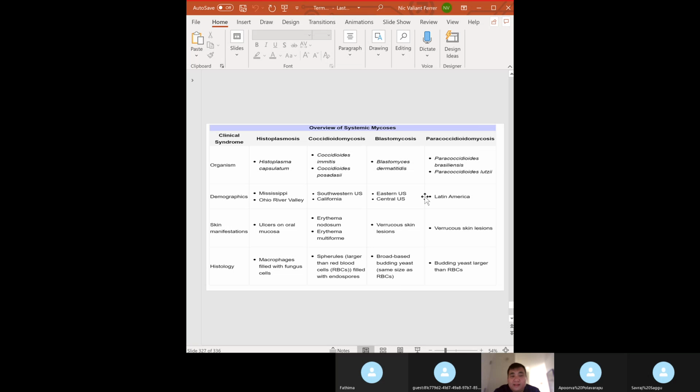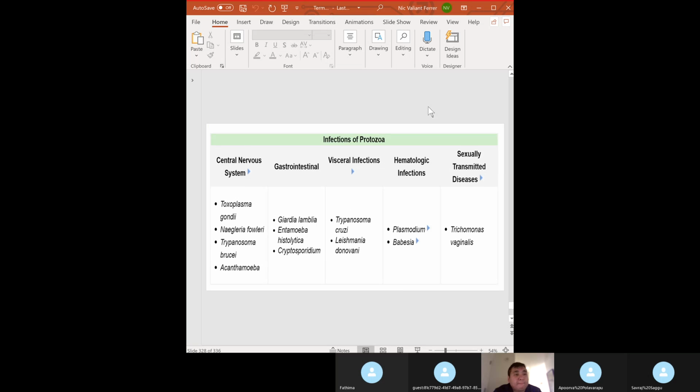Paracoccidioidomycosis, they love this one, Latin America. You have a budding yeast larger than RBCs, and they look like a wheel, a cogwheel. For paracoccidioidomycosis, you can give amphotericin B for all of them. You can also give voriconazole and caspofungin.